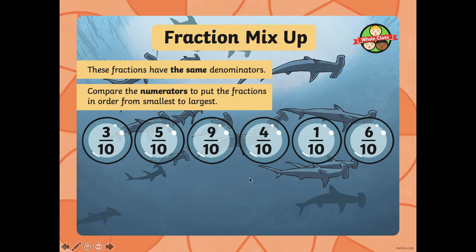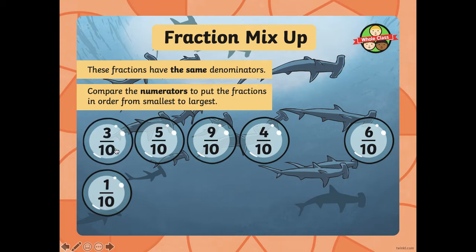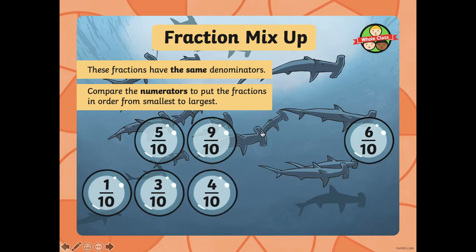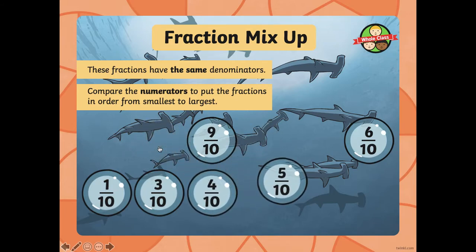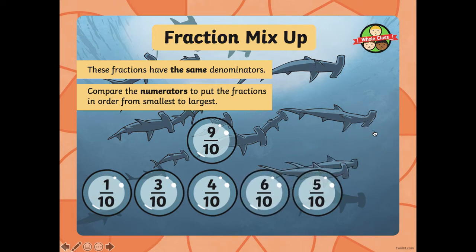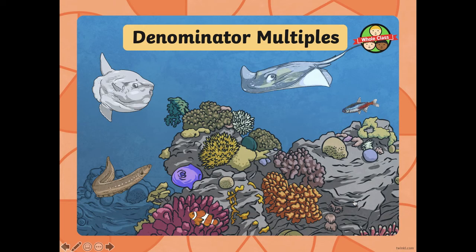Hopefully, the first one that you've gone for is the smallest, 1/10. Then 3/10. Then 4/10. Then 5/10. Then 6/10. Then 9/10. I don't know why that's gone there. That's round the wrong way. That's meant to be here. I think that's just a problem with the presentation. But that should be 1, 3, 4, 5, 6, 9. Okay, that should have been pretty easy.